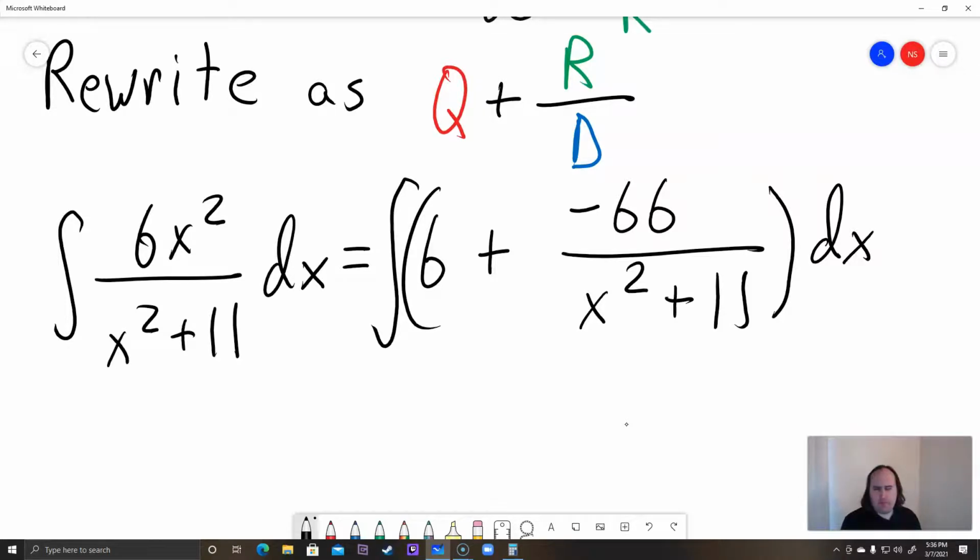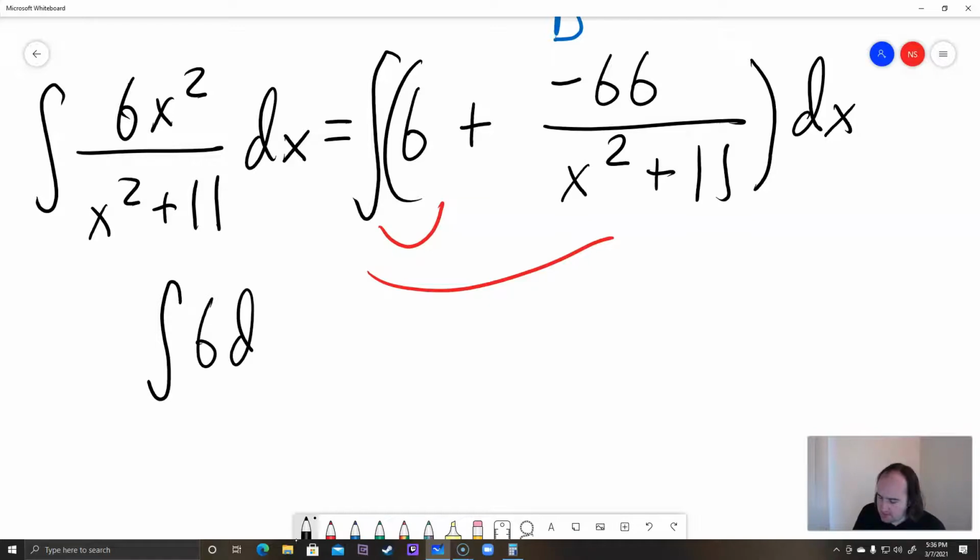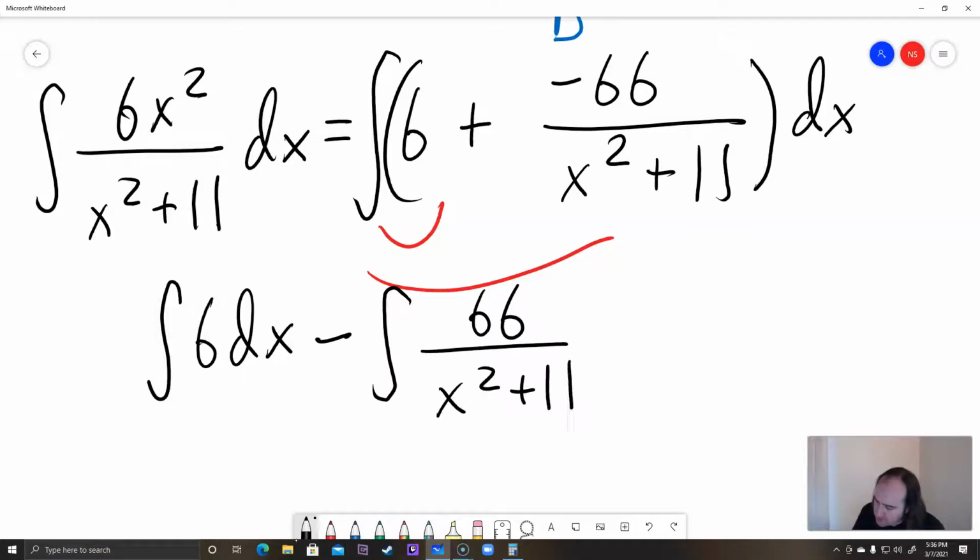But now, this is something that's been broken up a bit, so now we can actually integrate this. So how do we integrate this? Well, remember, you can distribute the integral symbol when you have things added or subtracted from each other. So here I can distribute this integral to each of those terms, which is going to make the impossible integral a lot easier. Now this is something we can actually do. So we're going to have the integral of 6 dx minus the integral of 66 over x squared plus 11 dx.